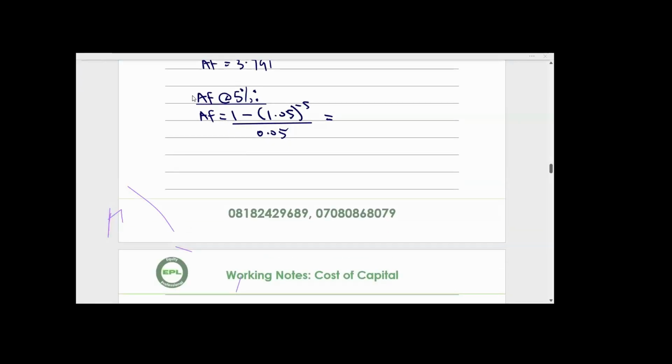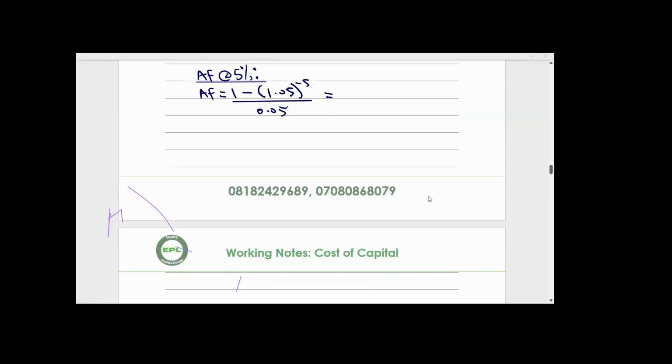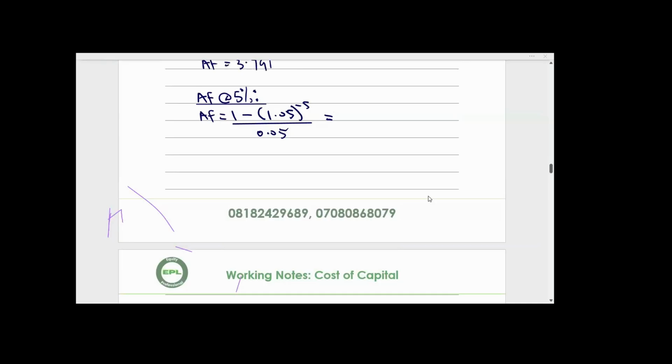Who asked that question? Let me check your name. Naomi. So you're asking how did I arrive at 0.621? Okay, let me show you. See, discount factor. But first of all, before I go there, what answer do you have, Ruth?